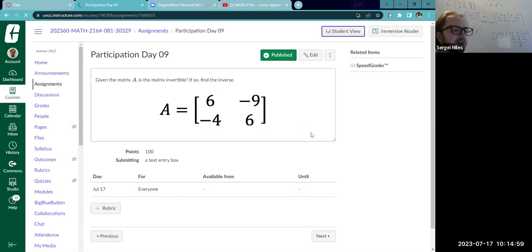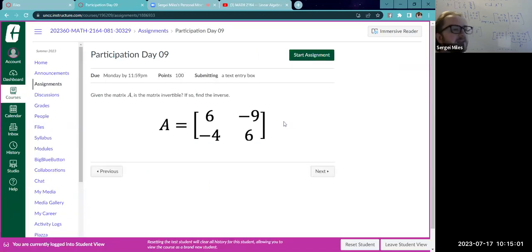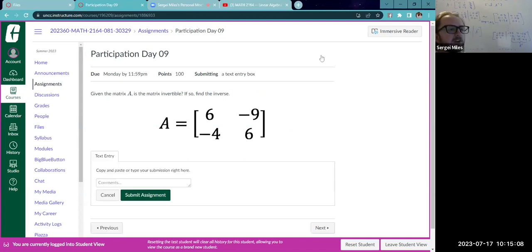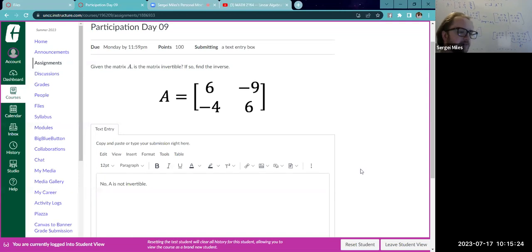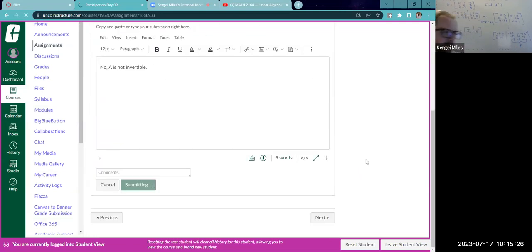What does that mean? Because the determinant is 0, that means an inverse does not exist. So given the matrix A, is the matrix invertible? No, A is not invertible. Why? Because the determinant is 0. So the inverse does not exist. A is not invertible. And that's it for today's participation question.